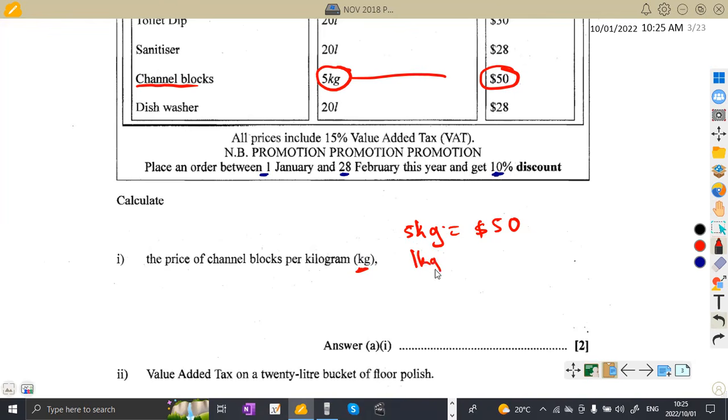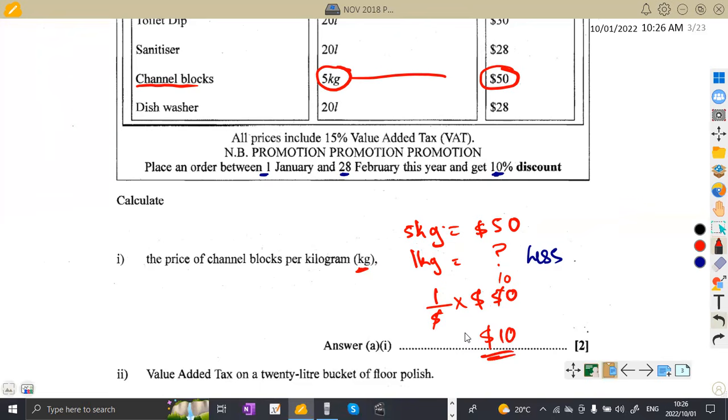Then the question is per kilogram, which is per kg. So what is a kg going to cost us? We do not know. So that one is going to be less, as we can see here. For us to calculate this amount, it is going to be 1 kg over 5 times the amount of $50. So that will be 50 divided by 5, which is 10. So this one is going to cost $10 per kg.